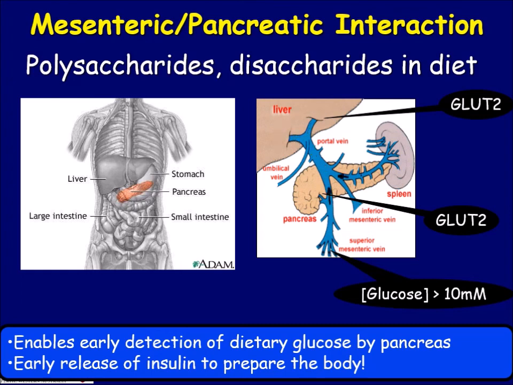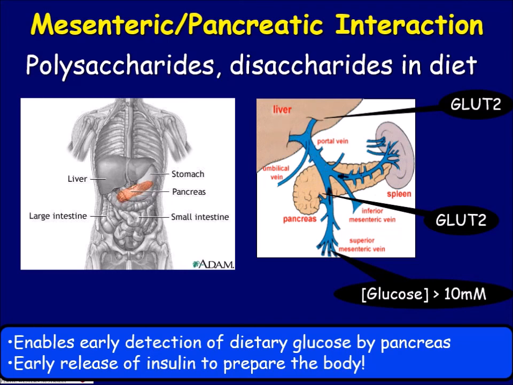Now, of course, these have a low affinity and a high Km for glucose, so they don't actually start transporting until there's a big spike in glucose concentration coming from your gut, which is exactly what you would see after you've had a high carbohydrate meal.